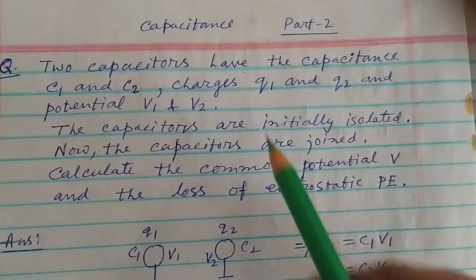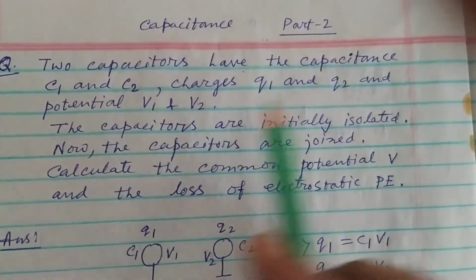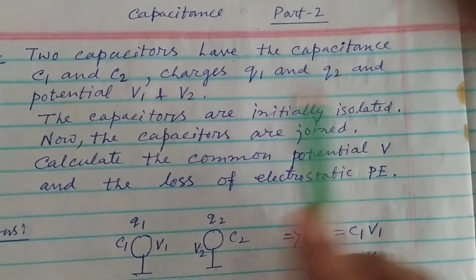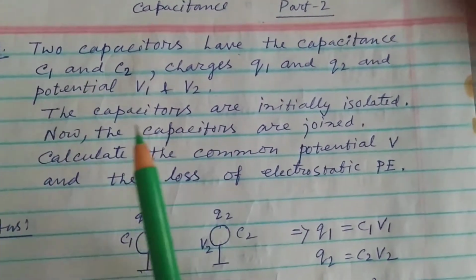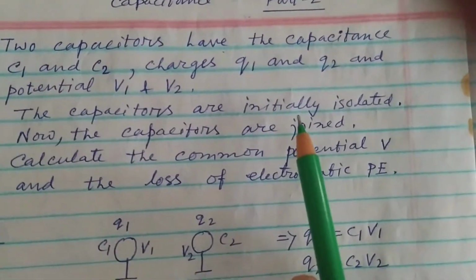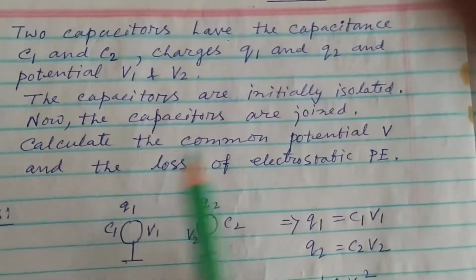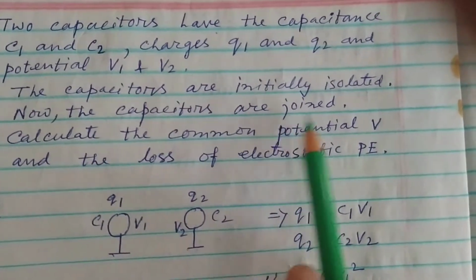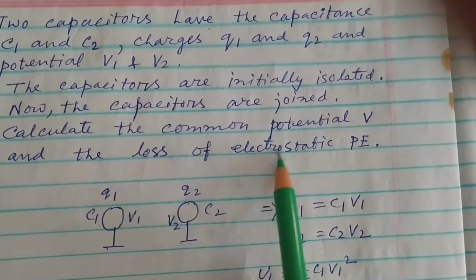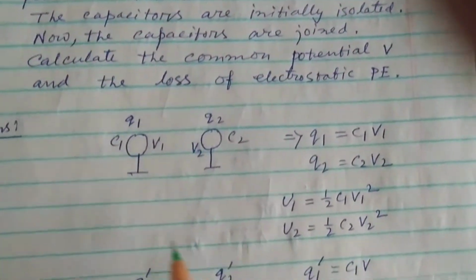Two capacitors have the capacitance C1 and C2, charges Q1 and Q2 and potential V1 and V2. The capacitors are initially isolated. Now the capacitors are joined. Calculate the common potential V and the loss of electrostatic potential energy.